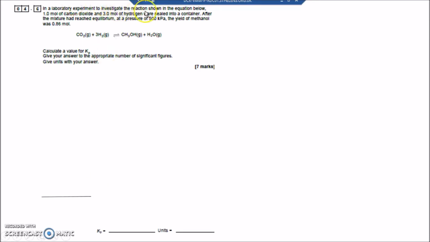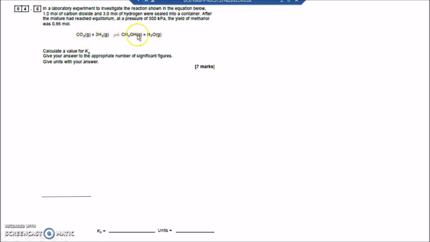In a laboratory experiment to investigate, we've got an equilibrium reaction here, and we've got some values of some of the chemicals before the reaction started. Then at equilibrium, we will need to work out the values of each of them at equilibrium and work out an equilibrium constant. There's Kp here, which means they're all gases, so it's not concentration, it's actually the pressure of each of these.